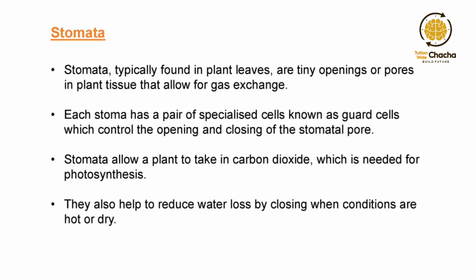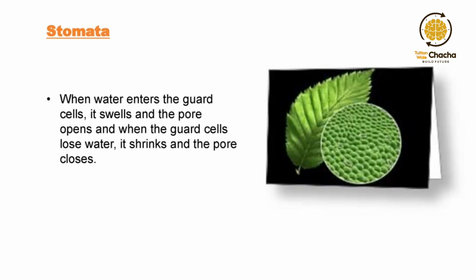Stomata, typically found in plant leaves, are tiny openings or pores in plant tissue that allow for gas exchange. Each stoma has a pair of specialized cells known as guard cells which control the opening and closing of the stomatal pore. Stomata allow a plant to take in carbon dioxide, which is needed for photosynthesis. They also help to reduce water loss by closing when conditions are hot or dry. When water enters the guard cells, they swell and the pore opens, and when the guard cells lose water, they shrink and the pore closes.